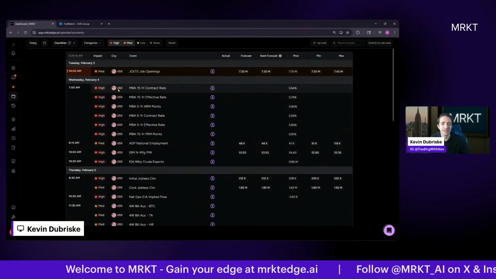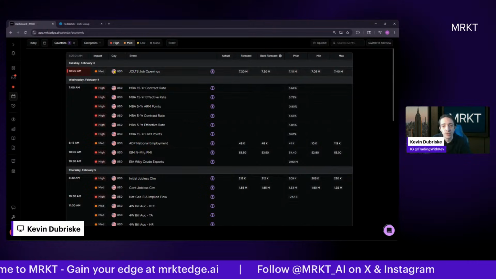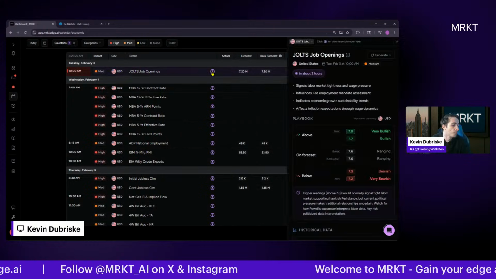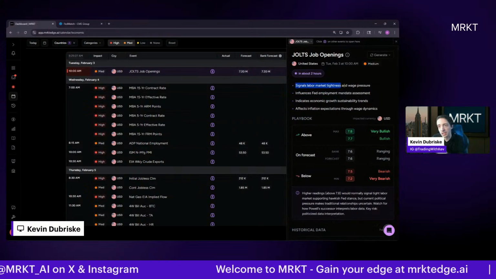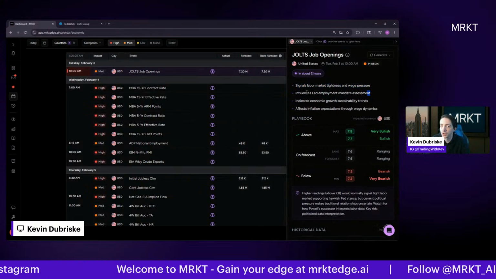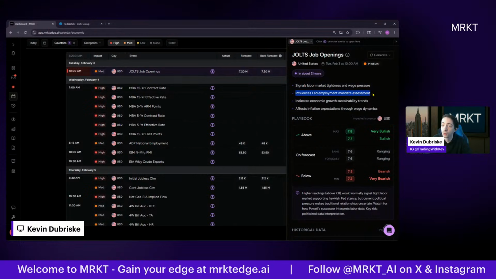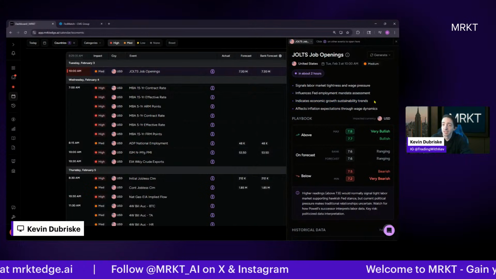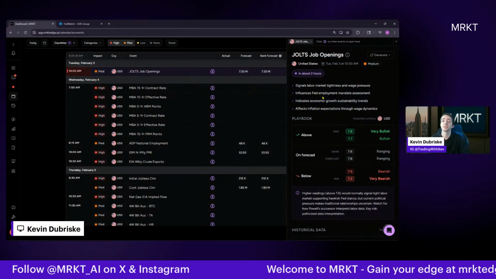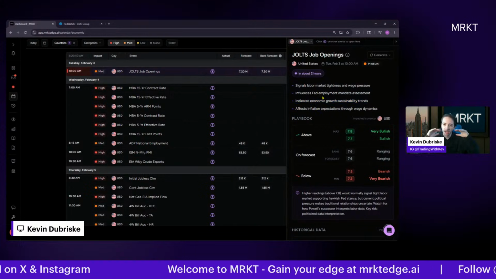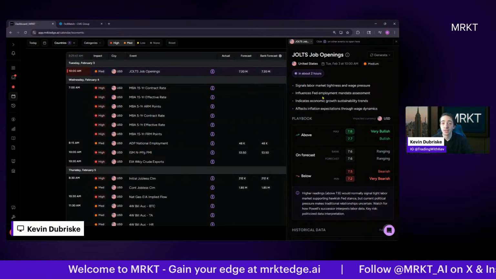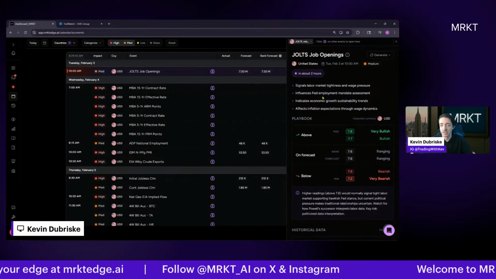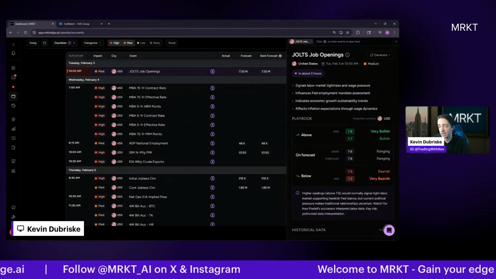Let's take a look at our economic calendar. What's going on today? It is about 8:30. We see that today is Tuesday, we have JOLTS today, job openings, guys. So this signals labor market tightness and wage pressure. It influences the Fed employment mandate assessment and indicates economic growth sustainability trends, right? So JOLTS is a bit of an in-depth look at how job openings are doing. Are people constantly hiring? Are people looking to get jobs? But we have to keep an eye on it.